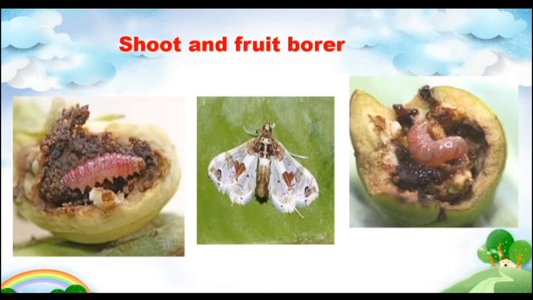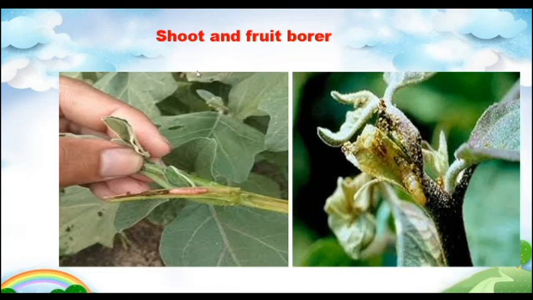Here is another one, this is also a fruit borer. This is a shoot borer. This is the brinjal, so look at the stem. Inside the stem these worms are present. It will eat all the plant tissues present inside the stem. So the plant may not get proper nutrients, or the nutrient supply is disturbed, so ultimately it will die.